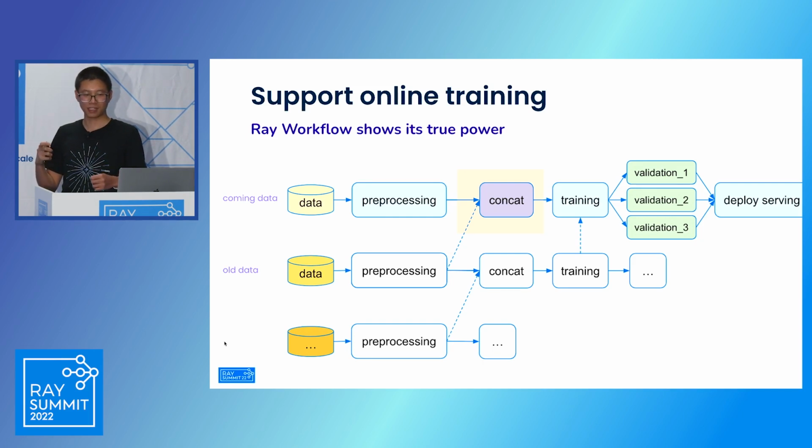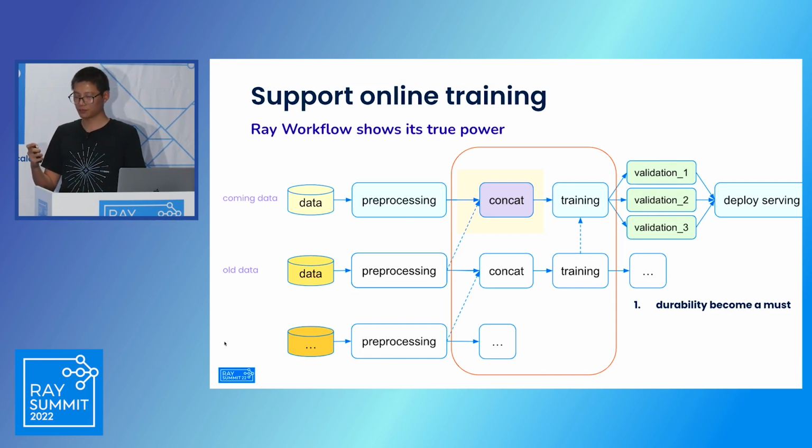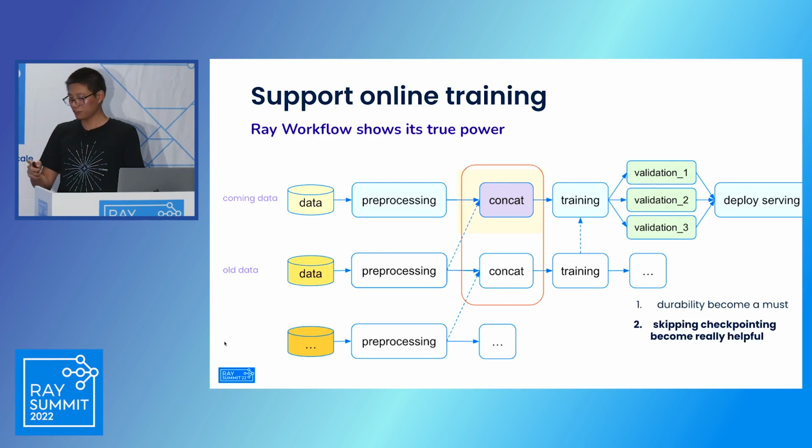First, durability becomes a must because now you have a very long dependency chain, and it's extremely expensive to recover if something fails. Basically, if something fails here and you try to recover this very long chain, you need to do a lot of rounds of training. Second, skip checkpointing becomes really helpful here because when we concat data from the new incoming data and the old data, it just concats data. There's no need to checkpoint this concat data. It's very simple and efficient to concat it again if this step failed.